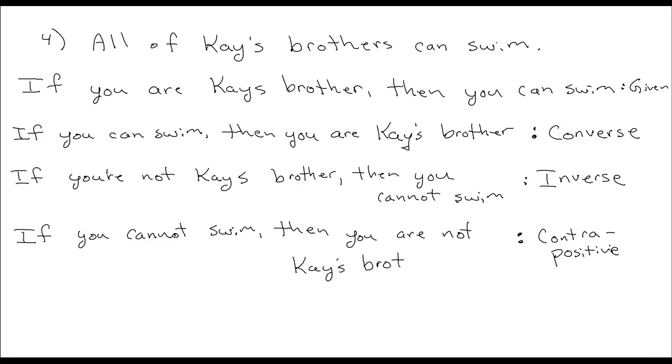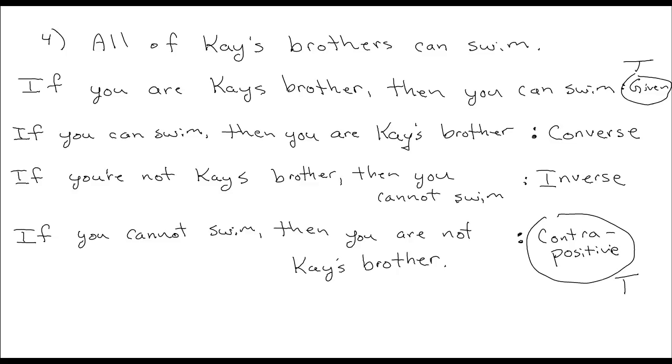Now, to answer this question, we really don't care about K or her brothers, and we don't really care about whether the person can actually swim or not. What we care about is if the given statement is true, then out of the 3 new statements that I wrote, the converse, inverse, and contrapositive, only one of those 3 will automatically be true as well. So if the given statement is true, then the contrapositive will automatically be true. The converse and inverse, maybe they're true, maybe they're not, that's not the question. We just want an equivalent statement.